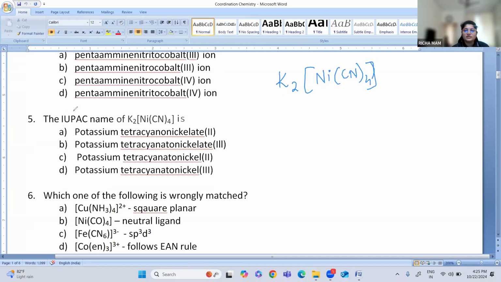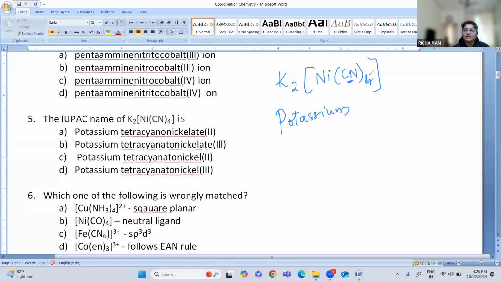Okay, so what is the compound name? Tell the compound name. How are we going to name this compound? Here you can see there is a potassium right outside your complex. So first you need to name this potassium, which is there outside your complex. Then you have which ligand?